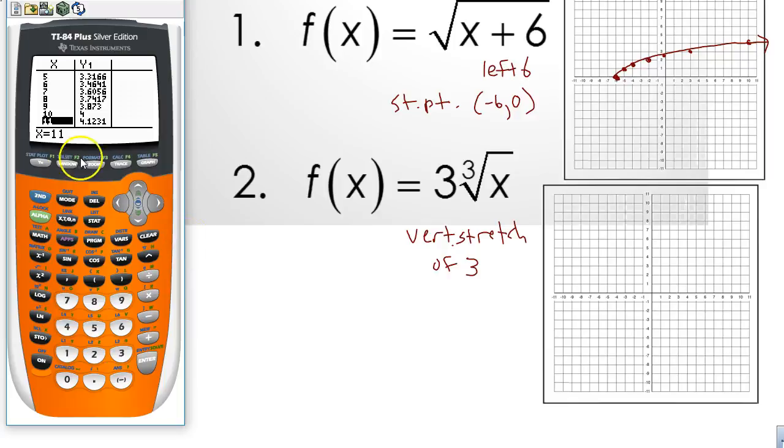We can get our graphing calculator out, go back to y equals, and get an idea of what this looks like. We'll put a 3 in first. We'll hit math, cube root of x.